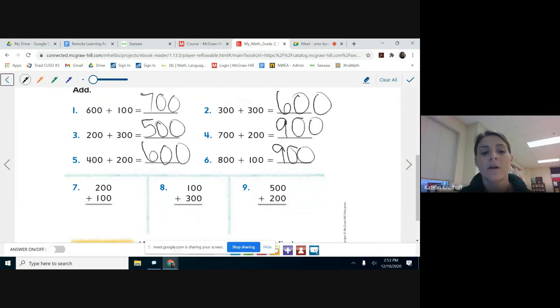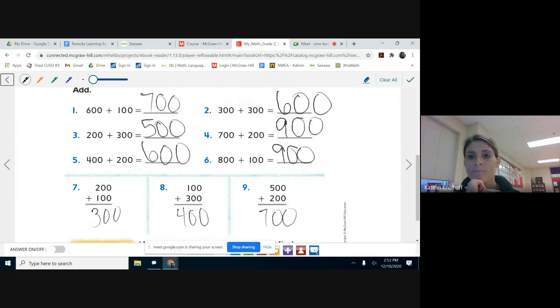Number 7, 2 plus 1 equals 3. Add our 2 zeros, and our answer is 300. Number 8, 1 plus 3 is 4. Add our 2 zeros, and then we know 100 plus 300 equals 400. Number 9, 5 plus 2 is 7. Add our 2 zeros, and we know that 500 plus 200 equals 700. So if you know your simple addition facts, then you will easily be able to do your independent practice on your own.